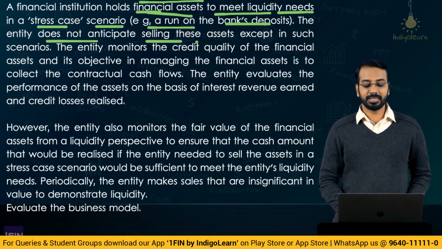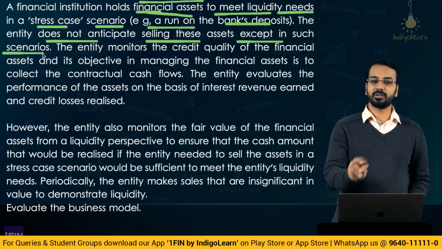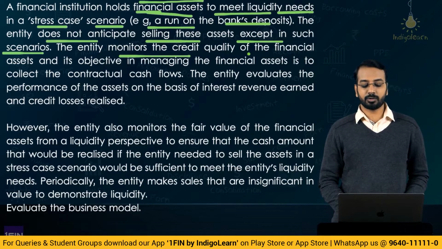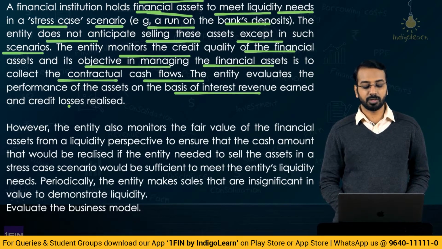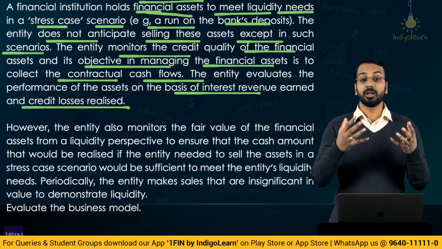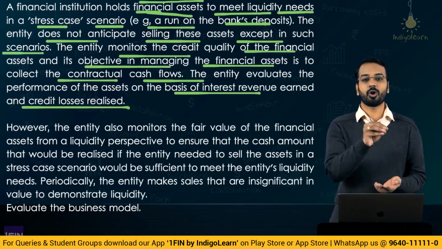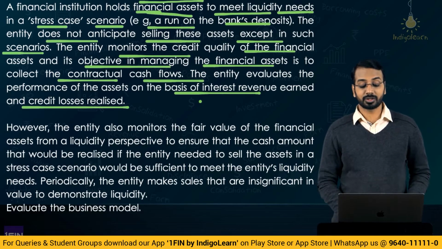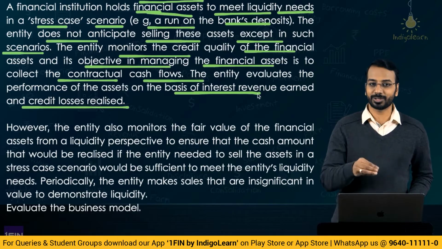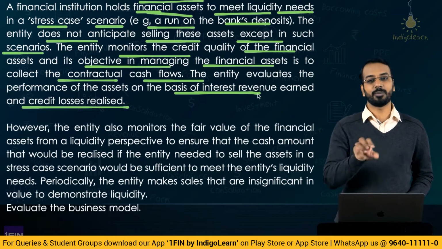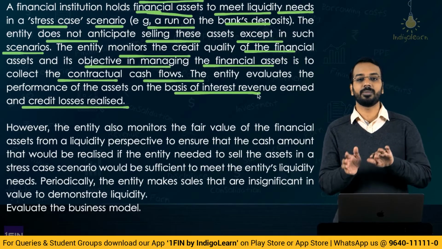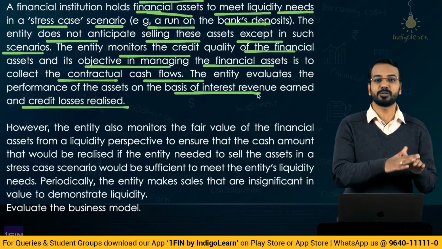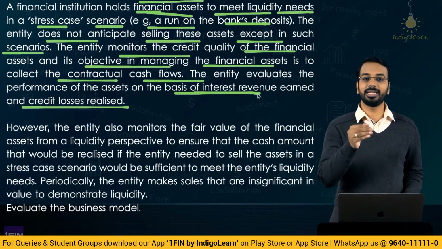The entity does not anticipate selling these assets except in such scenarios. So the only scenario is if there is a stress case. The entity monitors the credit quality of the financial assets, and its objective in managing the financial asset is to collect the contractual cash flows. The entity evaluates the performance of the asset on the basis of interest revenue earned and credit losses realized. So basically, what is the intention? Intention is to collect contractual cash flows. And the performance is also measured based on what? Based on the interest revenue. So if you have generated contractual cash flows and the return is interest revenue, based on that the performance is evaluated. Nowhere is the performance evaluated based on realization or based on, let us say, gains made on appreciation. And sales are also happening only in case of a stress case.